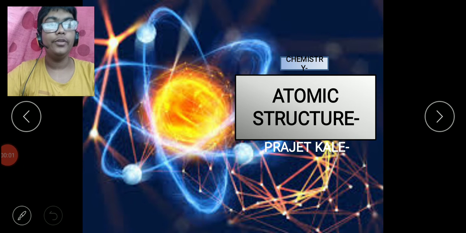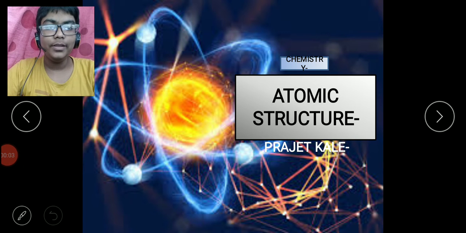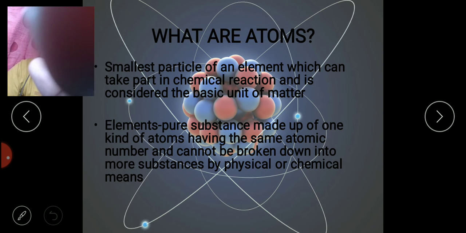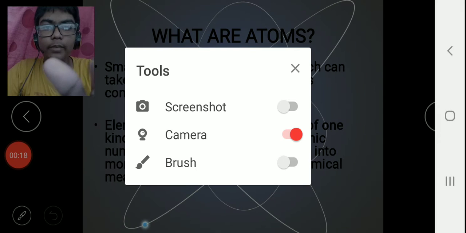Today we are going to learn about the chemistry chapter, that is atomic structure. So first of all, let us learn about what is an atom. Atom is the smallest particle of an element. Here the word element is very important.